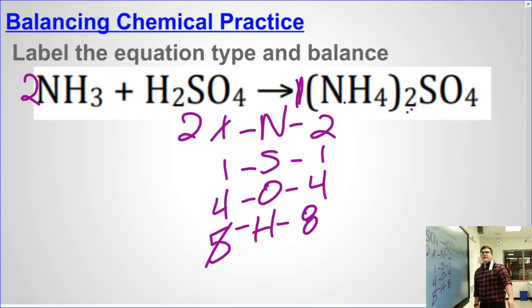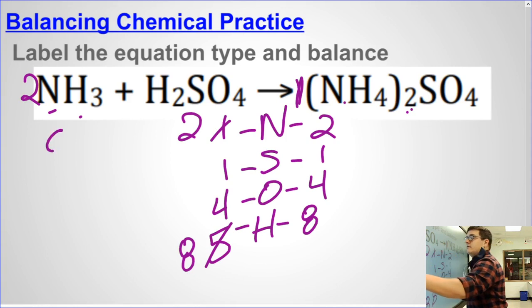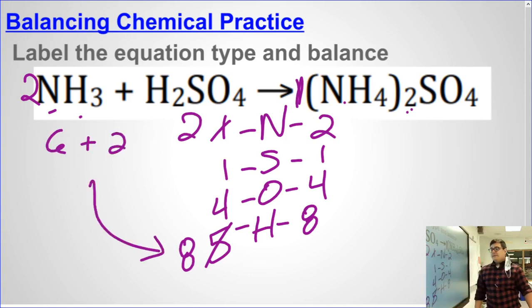Fantastic. Where would the 8 come from? We got 6 right here on the left side, plus the 2 gets me 8. Perfectly fine. Okay, let's do that again. You good at putting the 2 there, John? Yeah. The 2 nitrogens. Now let's recount hydrogens. How many hydrogens are right here? 6. 6 plus the 2 gives us 8.